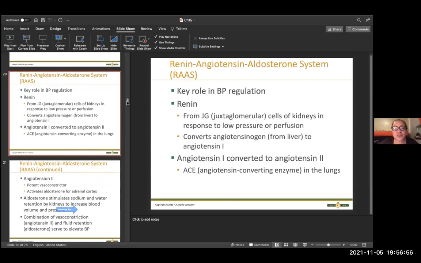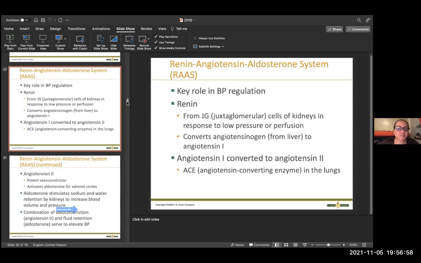Okay, the renin-angiotensin aldosterone system. Oh yeah, I need to know this. This one I need to know. I did not discuss this with you. No? I don't remember it. Oh, okay.